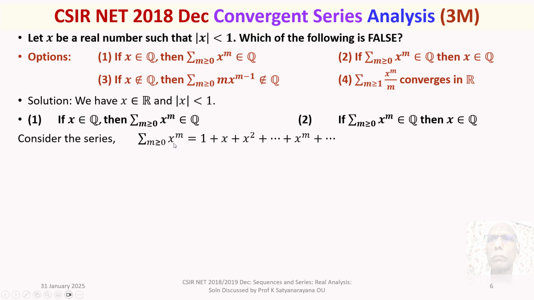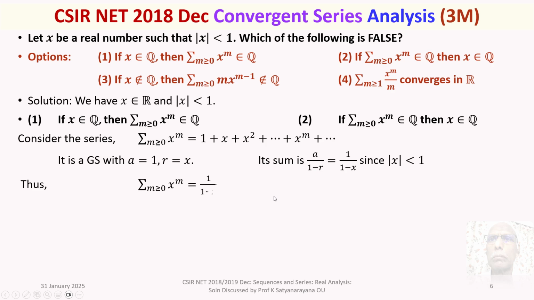For m equal to 0, x to the power of 0 is 1, plus x, plus x square, and so on, plus x to the power of m, and so on. So it is again a geometric series with first term a equal to 1 and common ratio r equal to x, and it is given that mod x is less than 1. Therefore, its sum is a by 1 minus r, that is equal to 1 by 1 minus x, because mod x is less than 1. Agreed. So the sum of this series, sigma m greater than or equal to 0 of x to the power of m, is 1 by 1 minus x.